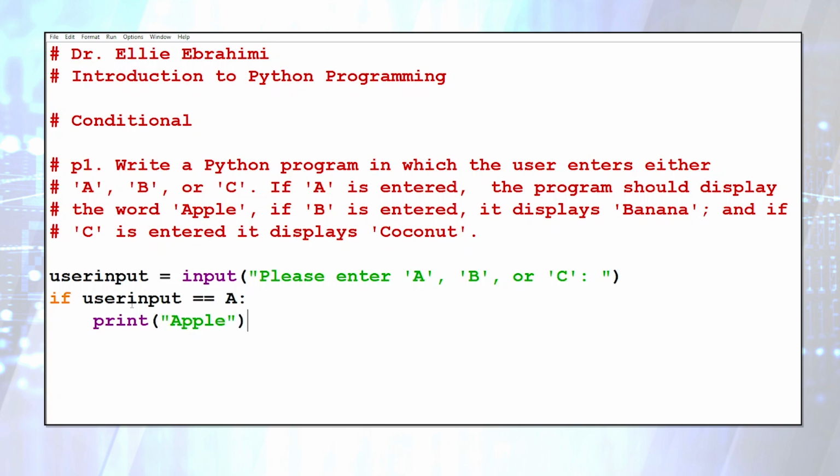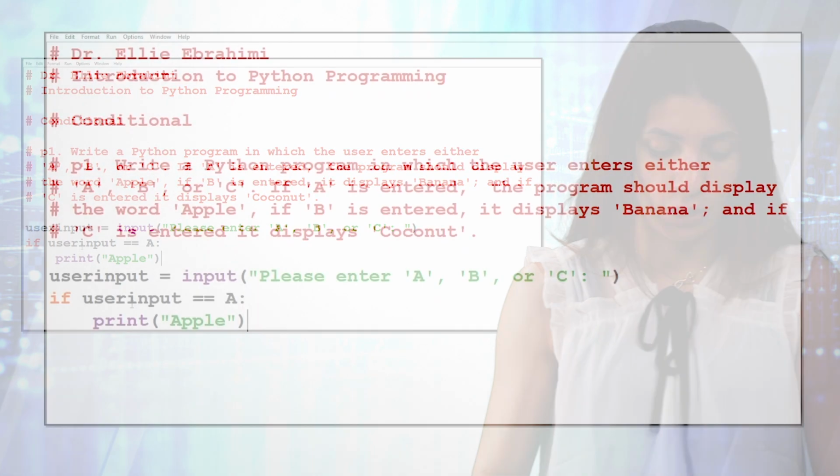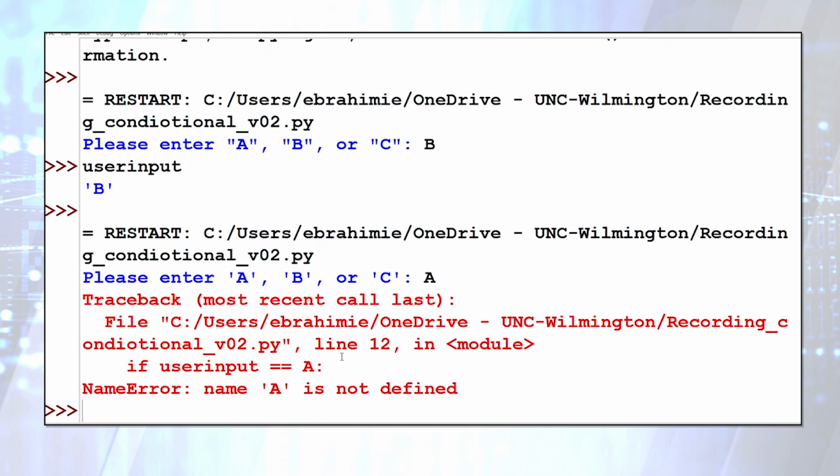All right? So far it looks fine, but if you run it, you're going to see an error message pop up. As soon as I put A here, it's going to give me that error message. Let's read the error message. The error happened in this line, which is line 12, and it's telling you there's a name error. It's looking for this variable A, but the name A is not defined.